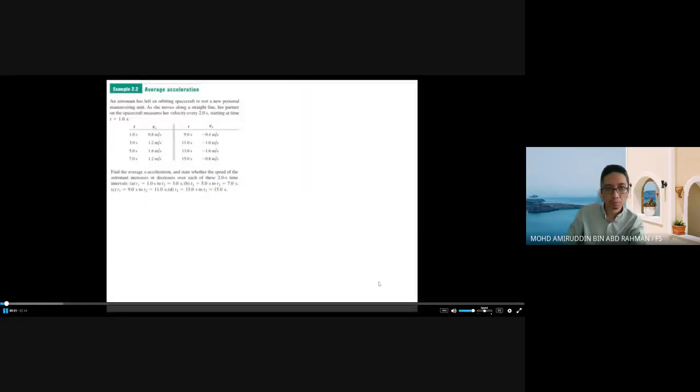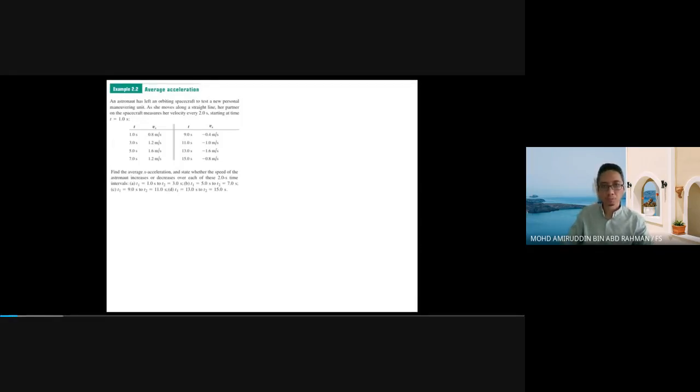In example 2.2, an astronaut is moving along a straight line, and her partner on the spacecraft measures her velocity every 2 seconds, starting at t equals 1 second. This table contains those measurements, the column of velocities and the corresponding times. From this data, we'd like to calculate her average acceleration in various time intervals, for instance, between 1 second and 3 seconds, 5 seconds and 7 seconds, and so on.